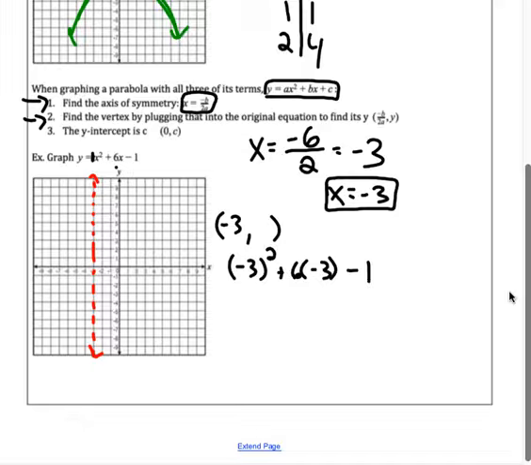All right, so I plug it in to the original x squared plus 6x minus 1 to get 9 minus 18 minus 1. And I believe that should give you -10. So here is my vertex sitting right here. And then remember, the other important thing was the y-intercept, the 0.